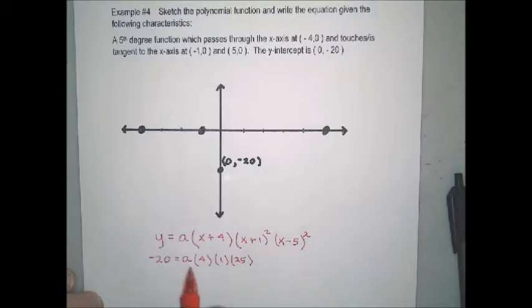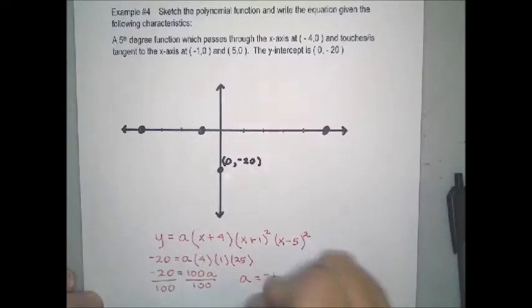So now just start solving. -20 equals 4 times 25 is 100 times 1 is still 100. So 100a, if you divide both sides by 100, you should get an a value of -20 over 100, which reduces down to -1/5.